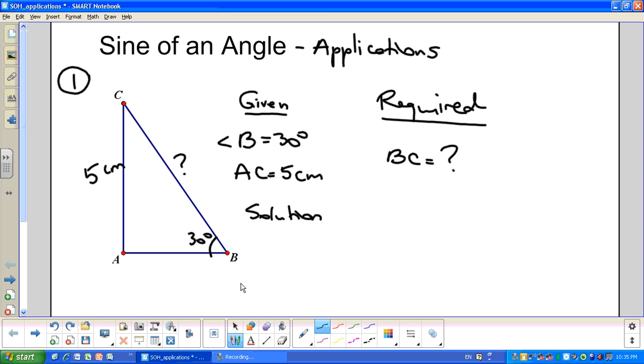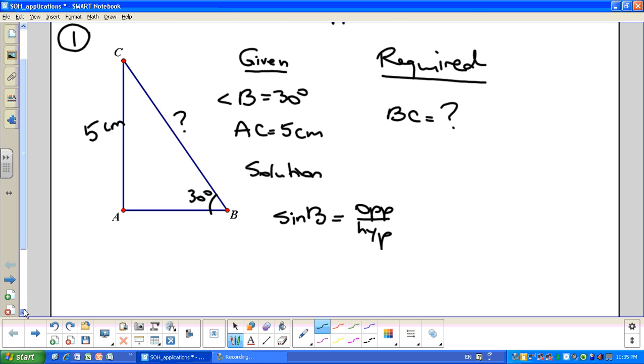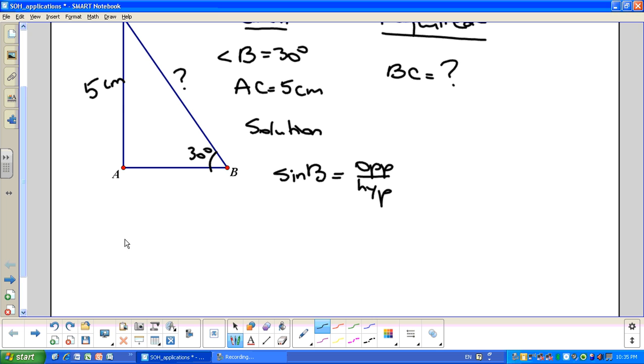Well, we just talk about sine. So most likely I need to use sine of angle B. What was the definition of sine? It was opposite over hypotenuse. Do we remember that? Sure we do. So let's see in this case, sine of B. Do I know angle B? Right, it is sine of 30 degrees equals opposite. In my case, opposite is 5 centimeters divided by BC.